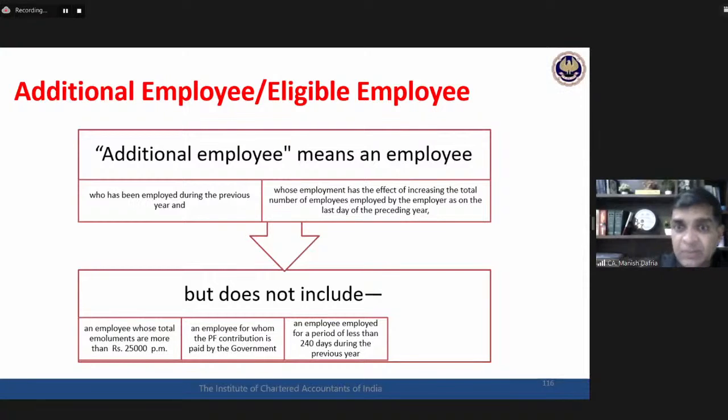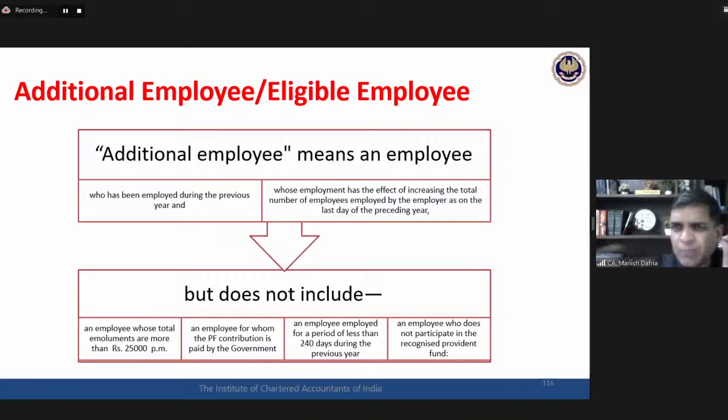Third is, if this employee has been employed for less than 240 days. This is an important condition. There are other issues also related with this 240 days. We will be discussing later on. But right now, this should be an additional employee, new employee, minimum 240 days during the previous year. He must have been employed. Then only his wages will be entitled for 80JJAA deduction. And then any employee who does not participate in a recognized provident fund, whose PF deduction is not happening, that is also not an additional employee.